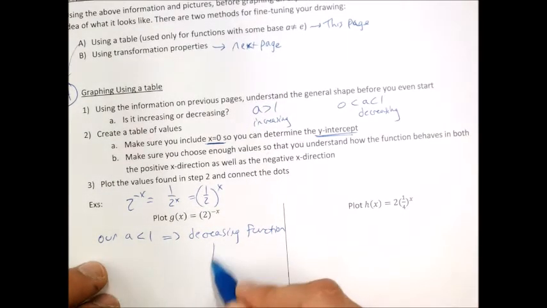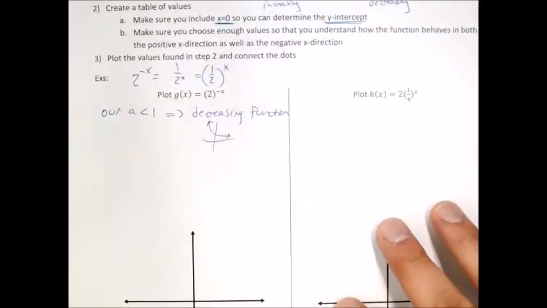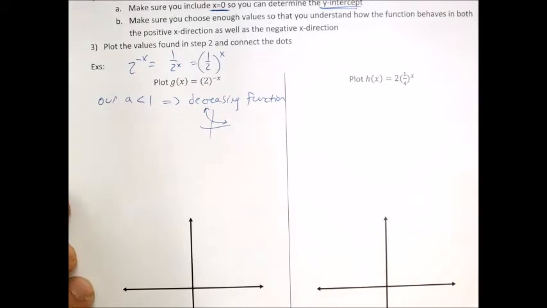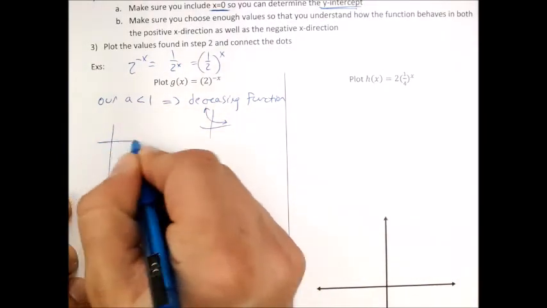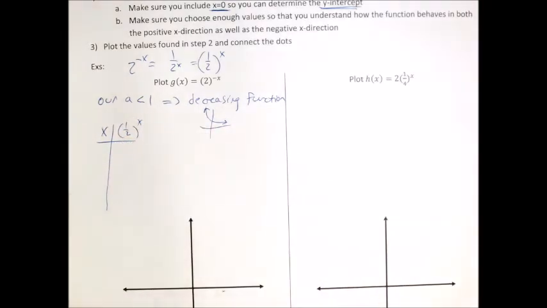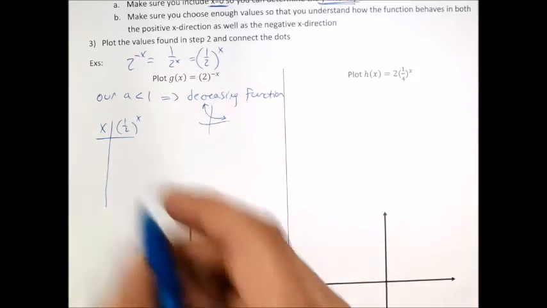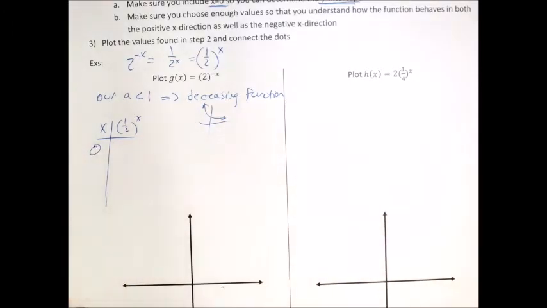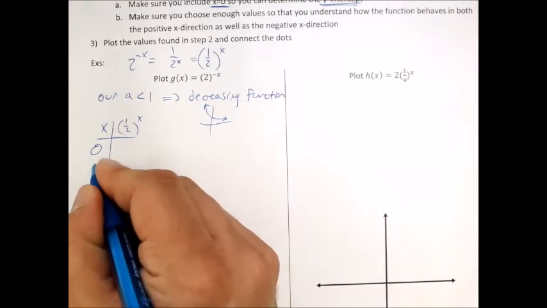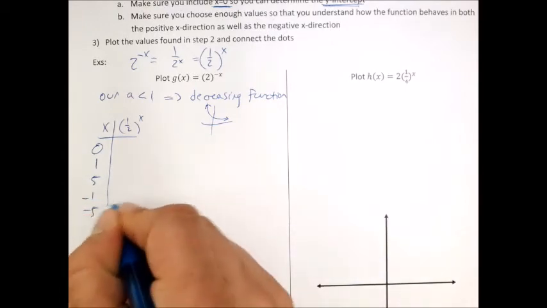Right, we already know before we do anything, it's going to look something like this. And so let's just fine-tune it a little bit and get a couple nicer points on there. And we'll plot them. So we make a quick table. I choose some x values, and I'm going to plug it into my function. Right, we want to make sure that we're choosing 0, because 0 is going to tell us the y-intercept. And let's choose a couple positive points, like 1 and 5, and a couple negative points, like -1 and -5.